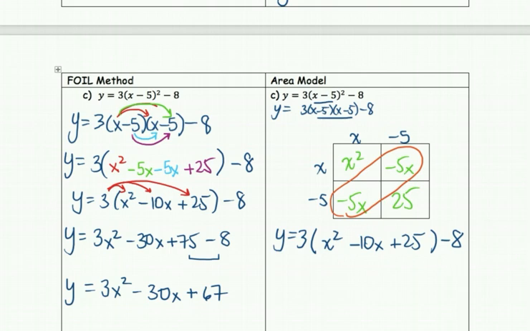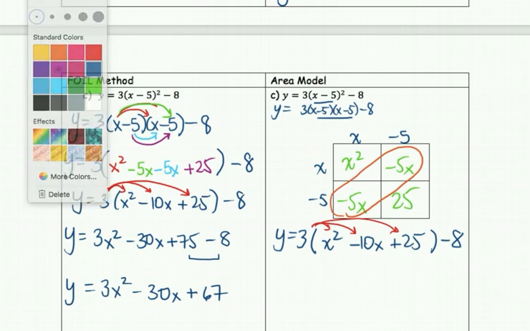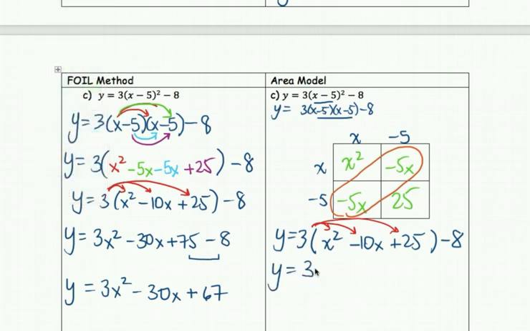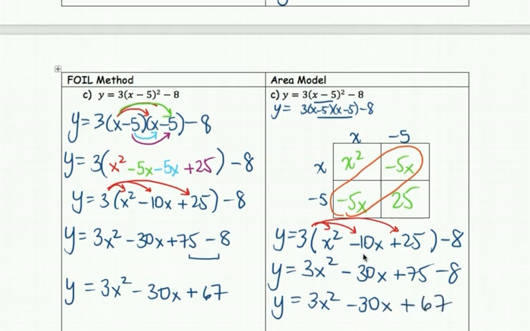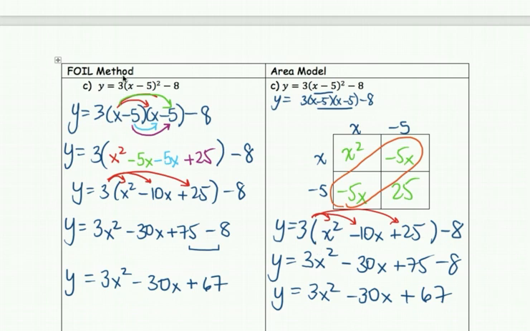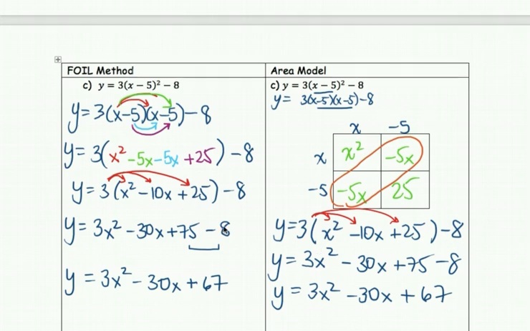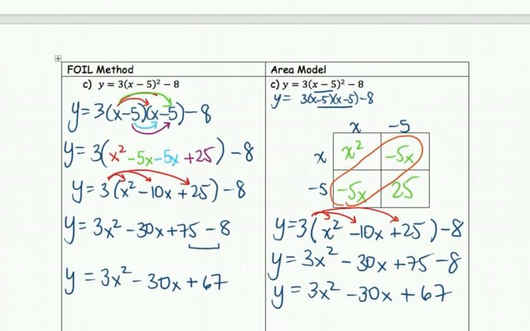From there, we need to multiply the 3 in first. We're distributing it in, and then we can take care of the subtract 8. Very similar steps as before, but the second step is different, okay? Almost there. Keep cleaning up any like terms, and then you have your final answer there. I recommend learning both methods so you can do it one way and check with the other way. If you get the same answer, then you know you've completed it right.